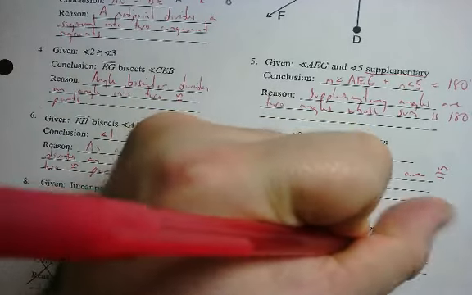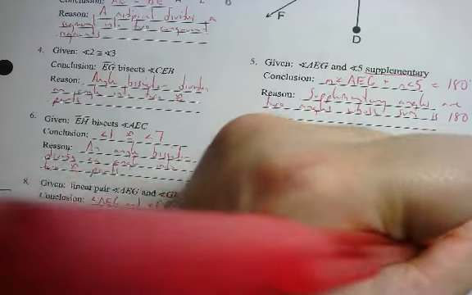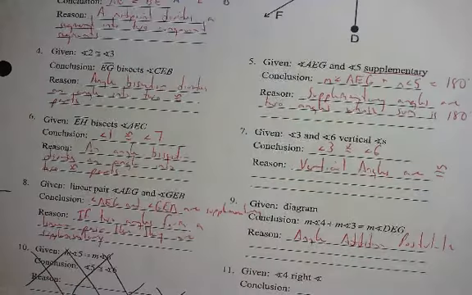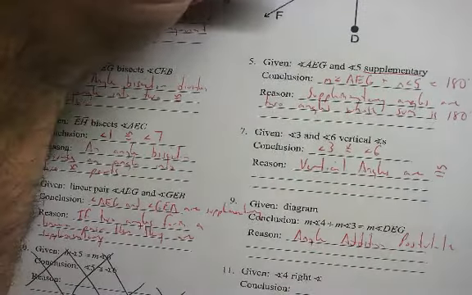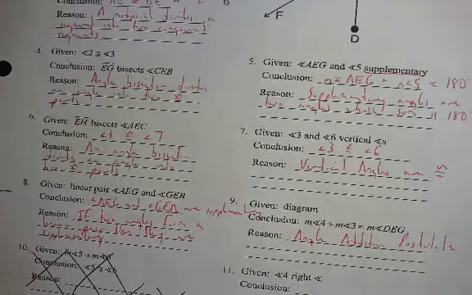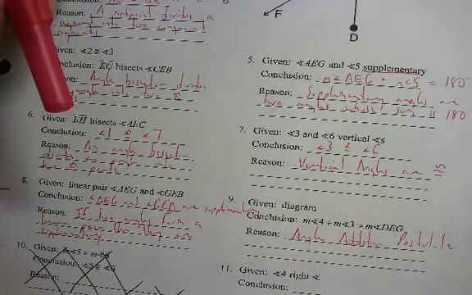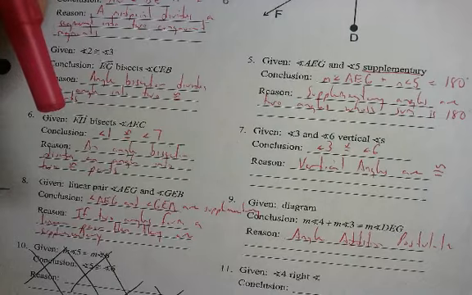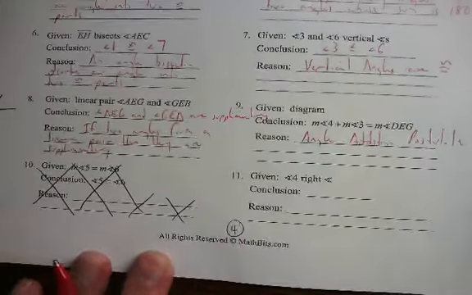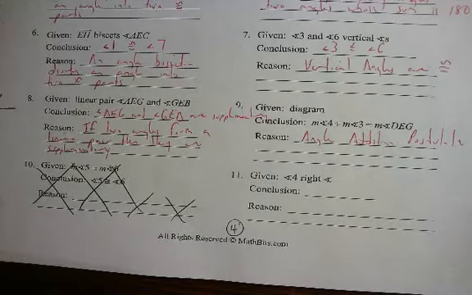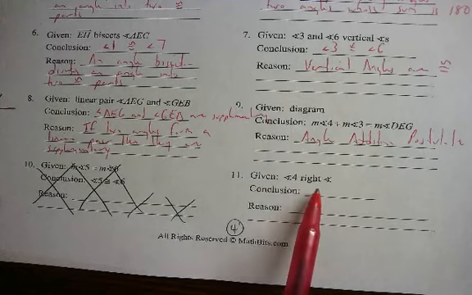That could actually just be the angle addition postulate, which is saying that an angle is equal to the sum of its two parts. There's the angle addition postulate. There's also the segment addition postulate. So those are two options there. Number 10 is crossed out. Number 11, the last one on this page.